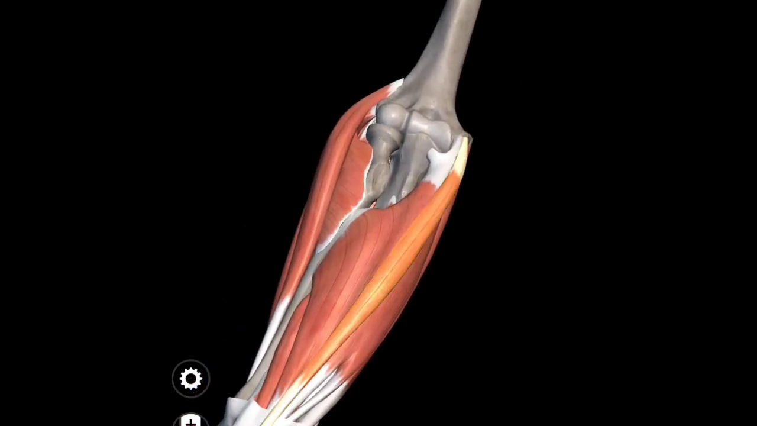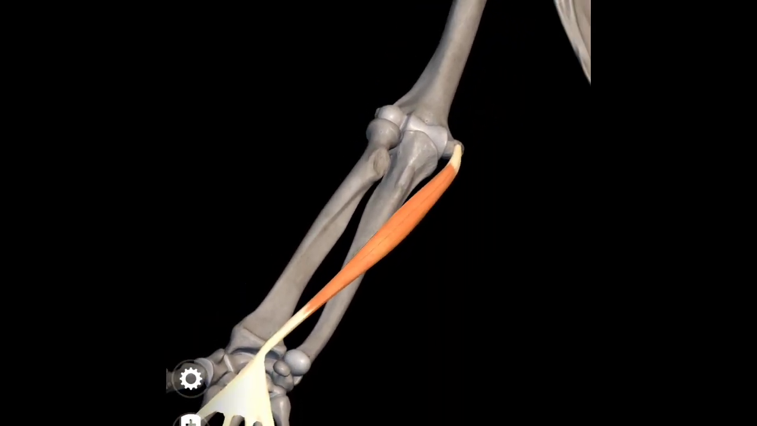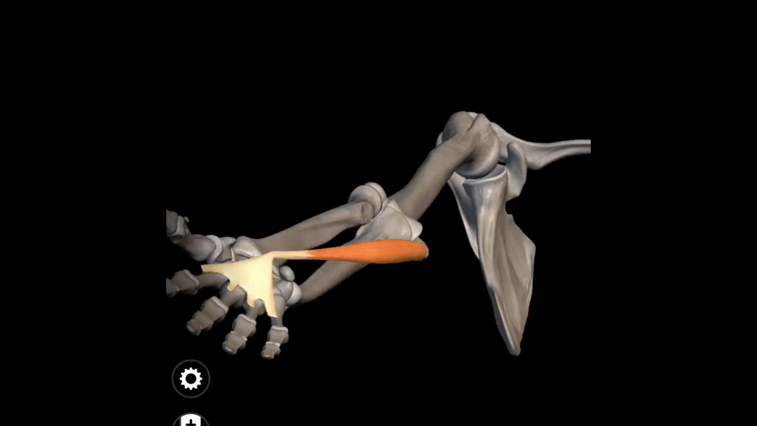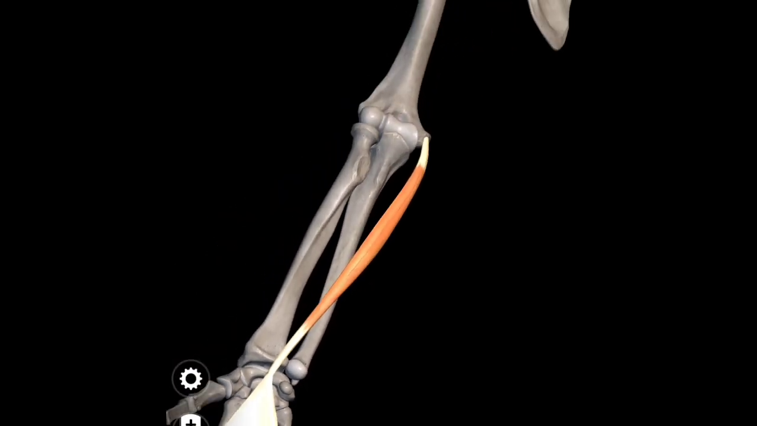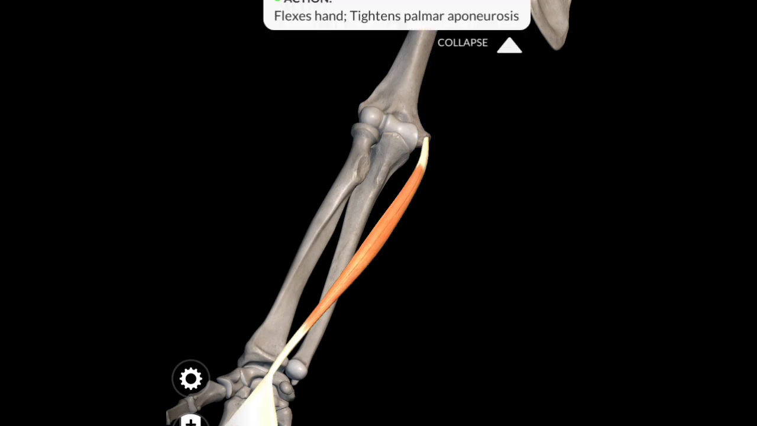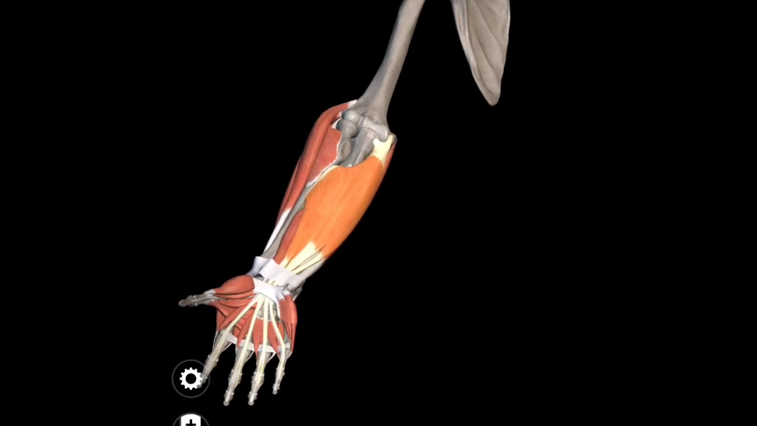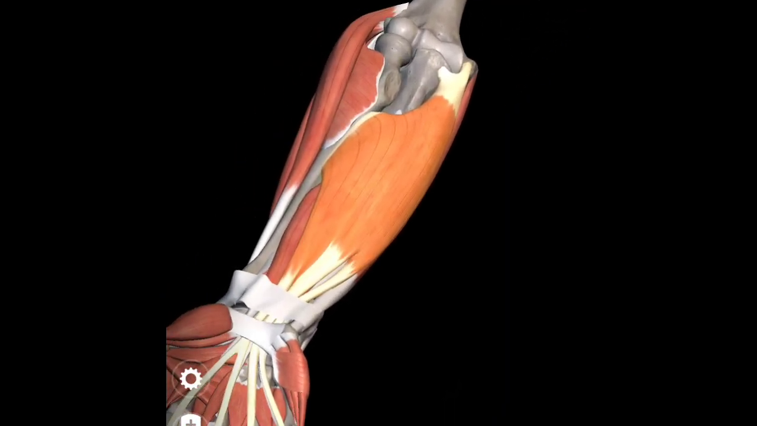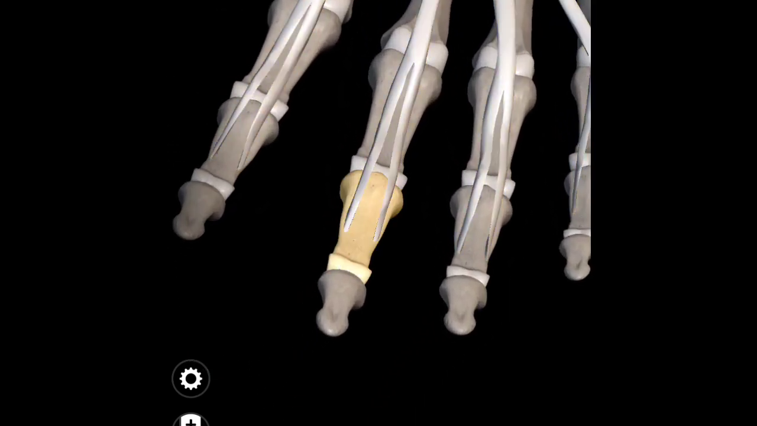Just see here. This is the palmaris longus. This is the palmaris longus attached to the palm. For example, if you see your foot and your hand, here is the palm of your hand. That's why it is called palmaris. Palmaris is also supplied by the median nerve. Now we will remove the palmaris longus. Now come here and see. This is the flexor digitorum superficialis, and if you isolate here, the flexor digitorum superficialis goes to the middle phalanges.